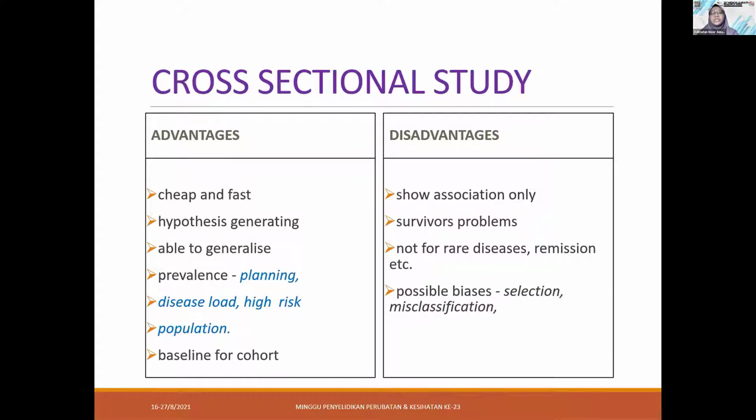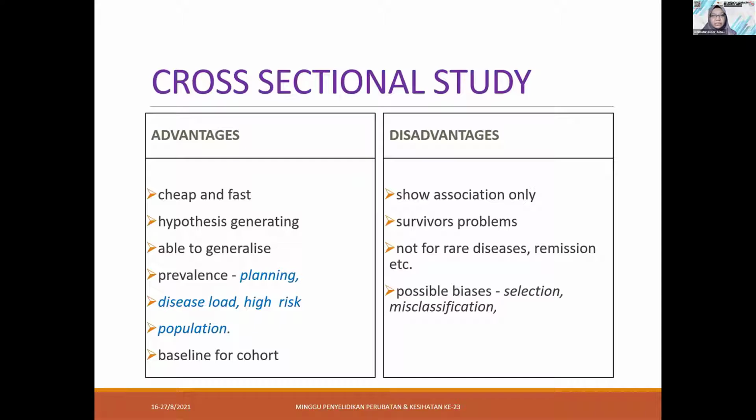So, for example, it just shows association. It cannot really give you a causal effect or risk factors. Yeah. Then it also has a problem in terms of survivor bias. Okay, and it is not for rare diseases. Rare diseases are more for case reports and case series. Yeah, and it's also not for remission. Okay? Then possible biases can occur in terms of selection and also misclassification.